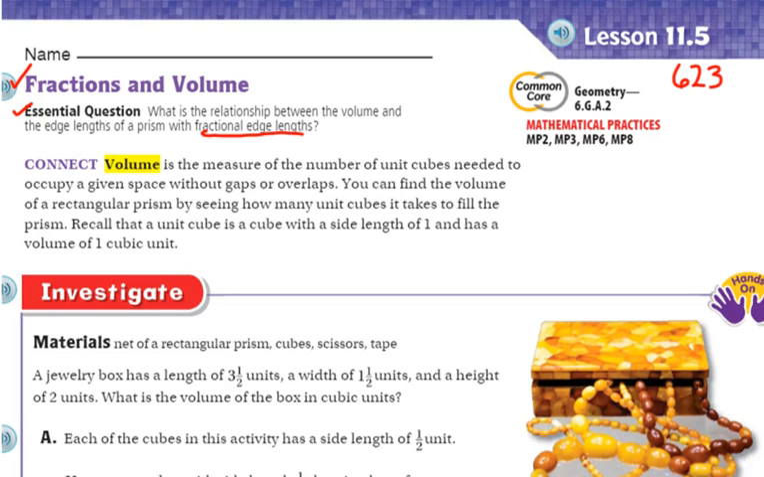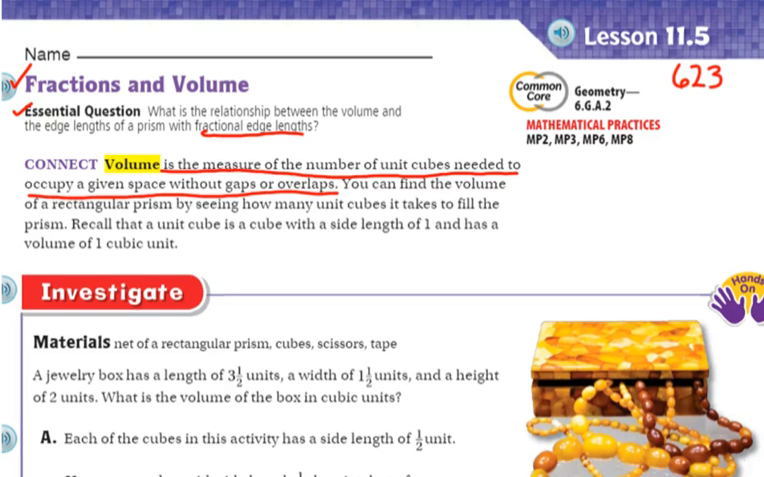First, have to understand what volume is. Volume is the measure of the number of unit cubes needed to occupy a given space without gaps or overlaps. So really what we're looking at is how much one of these solid figures can hold in relationship to these 1 by 1 unit cubes.